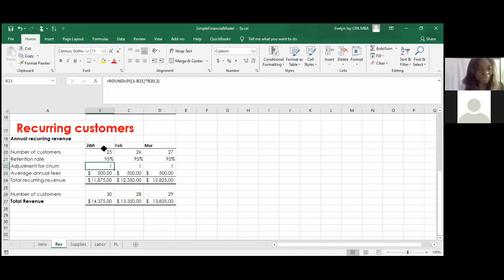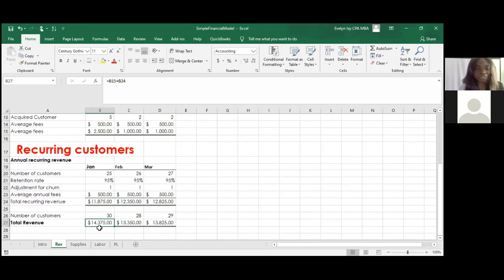So when you take 24 customers times 500, you get 11,875. And that's the same thing that's done in February and March. Once you figure that out, you know your total number of customers, which is the customers you acquire for the month, plus your retention. That'll be a number of customers, and then your new revenue plus your recurring revenue equals your total revenue.